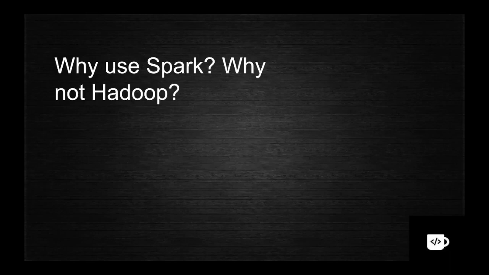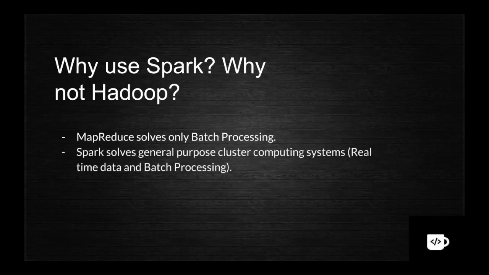So why use Spark, why not Hadoop? As we just discussed, MapReduce solves only the batch processing problem. However, Spark does real-time data problems as well. Also, Spark is almost 10 times faster than Hadoop. That's what they claim, and that is how the stats reveal. Same way, as I mentioned, Spark solves the general purpose computing problem, which is real-time data and batch processing both, but Hadoop does only batch processing. That is a major advantage of Spark.